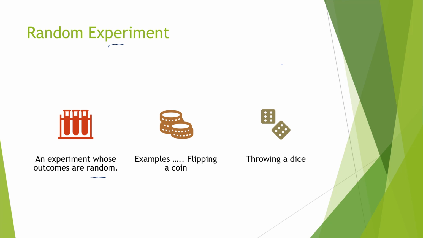To explain this, I'll take two examples. One is flipping a coin. If you flip a coin, there are two possibilities. Either you get a head or a tail. It means there are two outcomes. If you repeat the experiment, each time we get one of two outcomes, which are random.